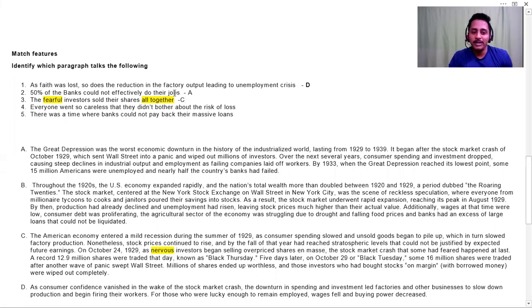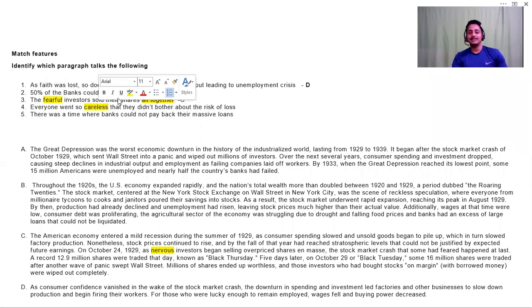Everyone went so careless that they didn't bother about the risk of loss. By looking at it, you could guess. It is in the starting now. They're introducing the background. Everyone went so they did not worry about the risk. They were just buying, buying, buying. Can anyone tell me, the word careless is similar to what word given in the paragraph? Perfect, Asif. Charan, perfect. Sarita, correct.